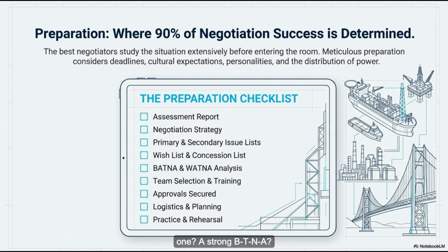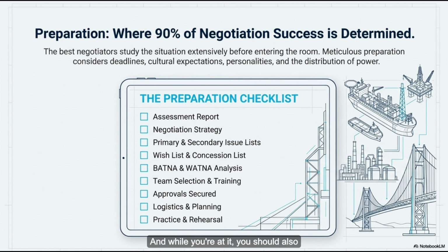So how do you build a strong BATNA? It's a methodical process. First, you brainstorm every possible action if you don't get a deal. Litigation, new supplier, whatever it is. Second, you look at that list and figure out which ones are actually realistic. And third, you select the single best, most viable option. That is your BATNA.